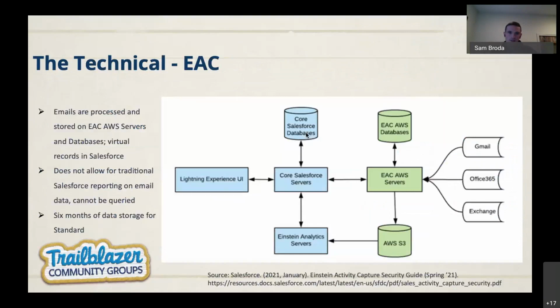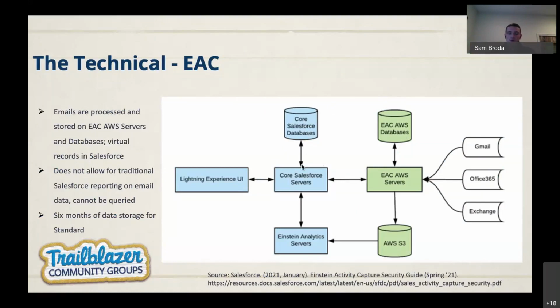All right, the technical. So again, I don't profess to know every in and out of this architecture, but a nice graph here can help explain a little bit of it. When you have emails that are hitting Gmail, Office, or an Exchange server, EAC is going to process those on their servers on AWS, and then store that data on separate databases or an S3 server with AWS. And they're going to create links to your Salesforce server where the rest of your data is hosted. So your email data is not actually going to be stored on the same server with your records and all the data that pertains to those. For a whole slew of reasons, this can cause some issues, which I dive into in a bit.